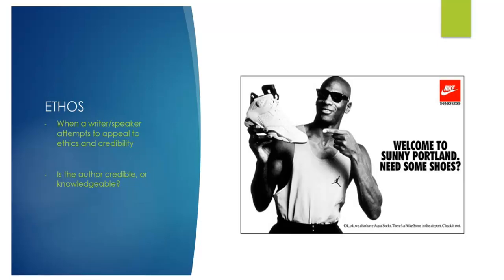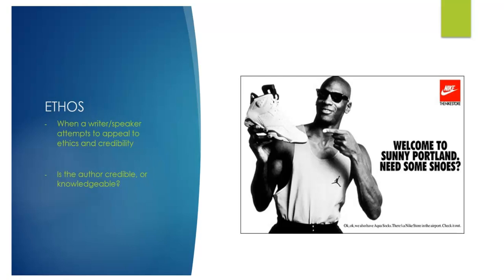Sorry, you guys, I skipped a little bit ahead there. The first one that I wanted to go over with you all is ethos, and this is when a writer or a speaker attempts to appeal to ethics and credibility. A question that you can ask yourself when trying to identify ethos and if it is being used as an appeal is, is the author credible or knowledgeable?